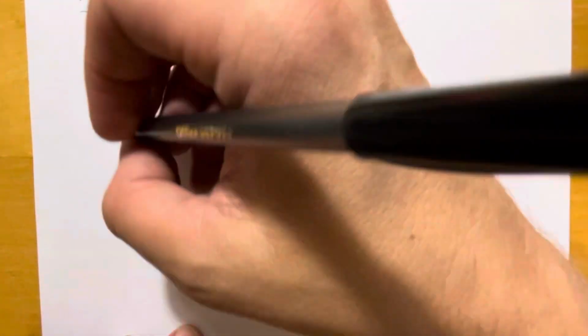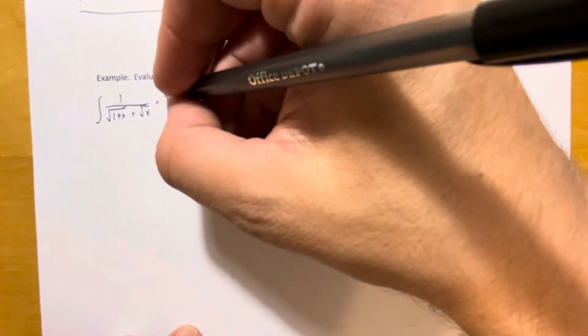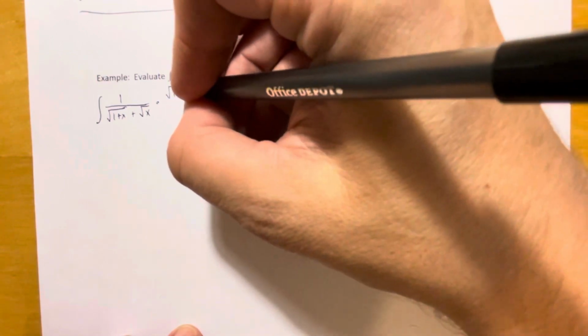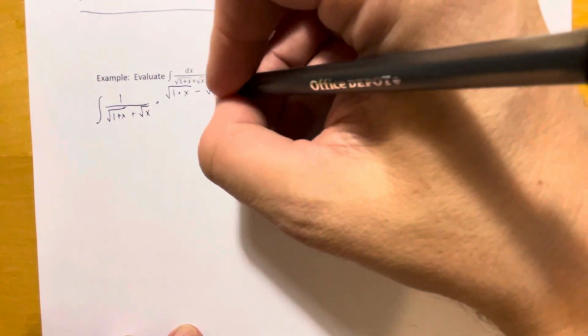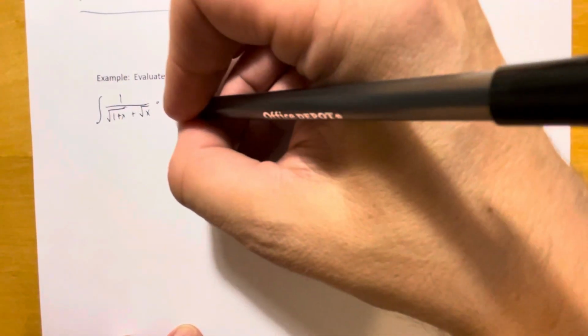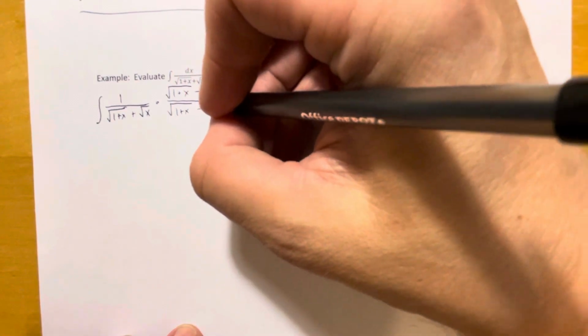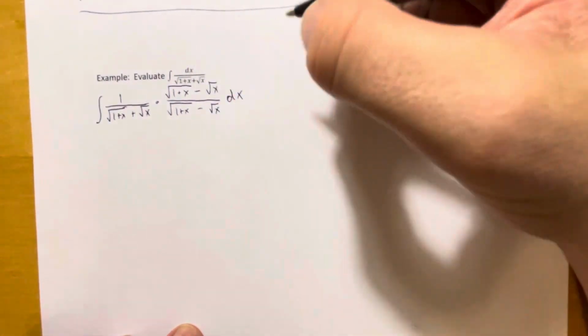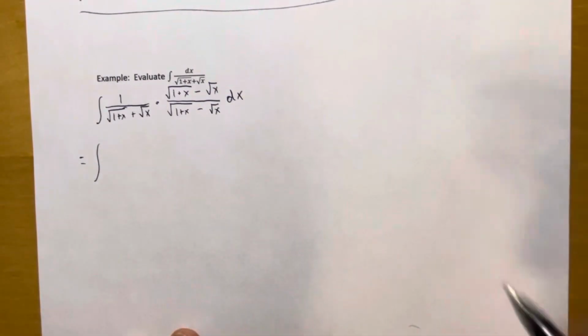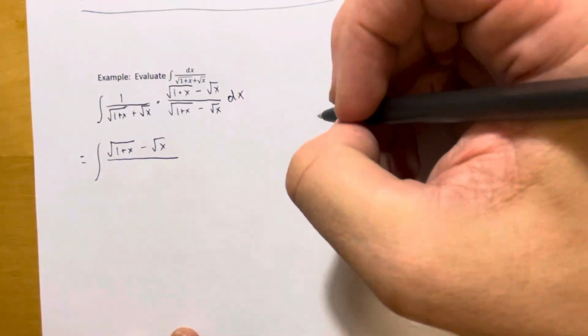You notice my denominator has something plus something. I'm going to multiply that by a rational expression whose numerator and denominator look almost the same as that, but I'm going to swap the plus out for a minus, like this. Okay? Now, if I were to do that, my numerator is now square root of 1 plus x minus the square root of x all over.